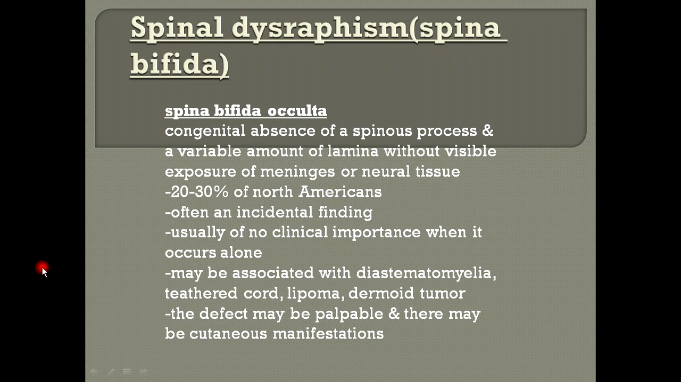The incidence is about 20 to 30% of the North American population, and it's often an incidental finding, usually of no clinical importance when it occurs alone. It may be associated with diastematomyelia, or what is called split cord malformation, or tethered cord syndrome, lipoma of the spinal cord, or dermoid tumors of the cord. The defect may only be palpable, and there may be cutaneous manifestations.